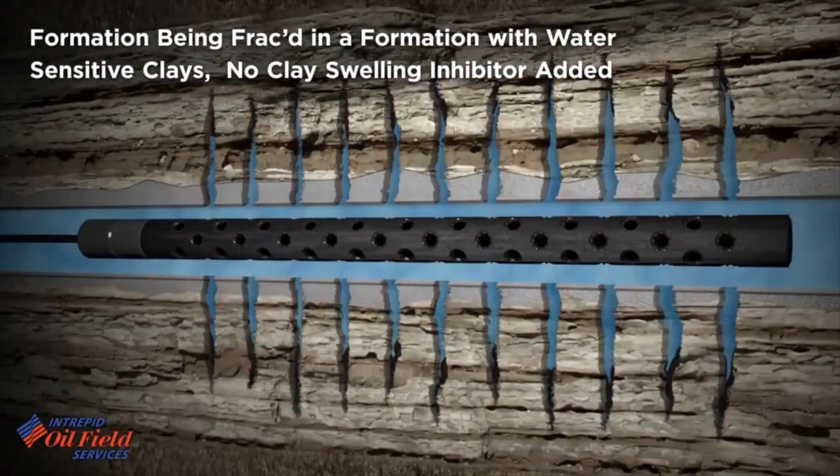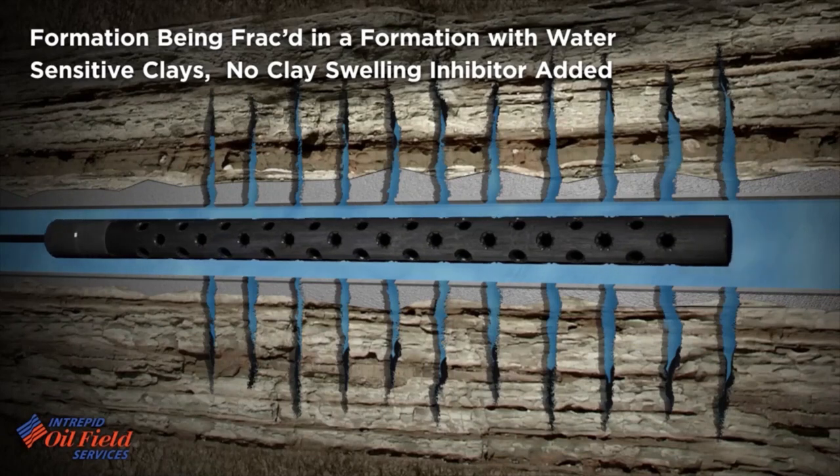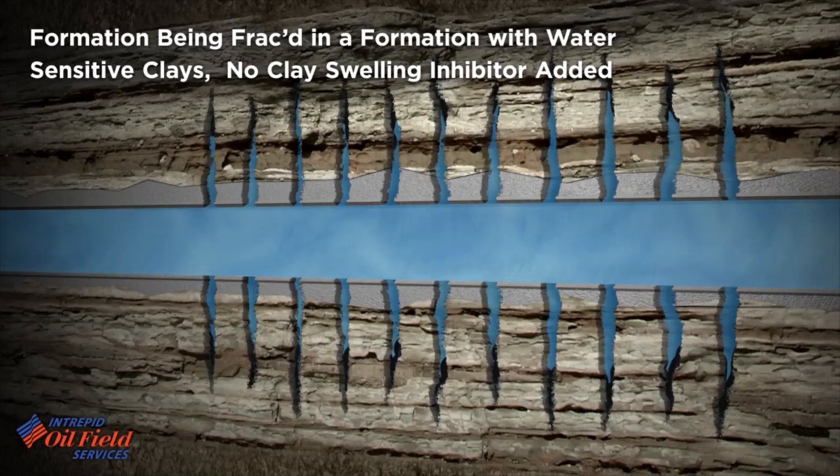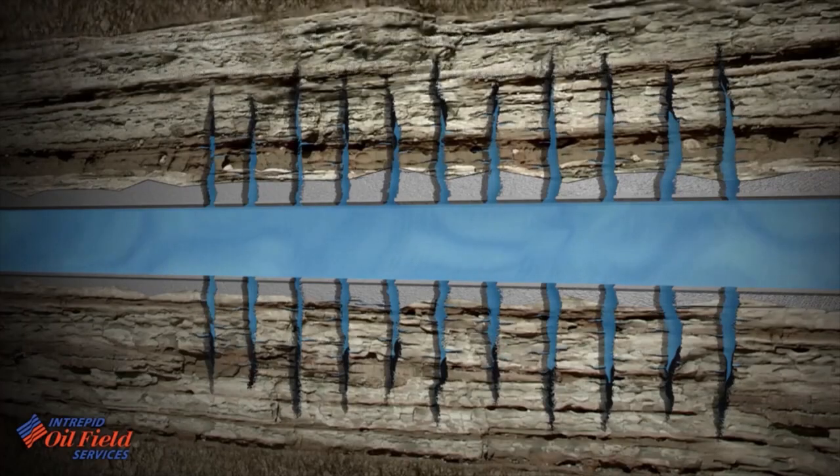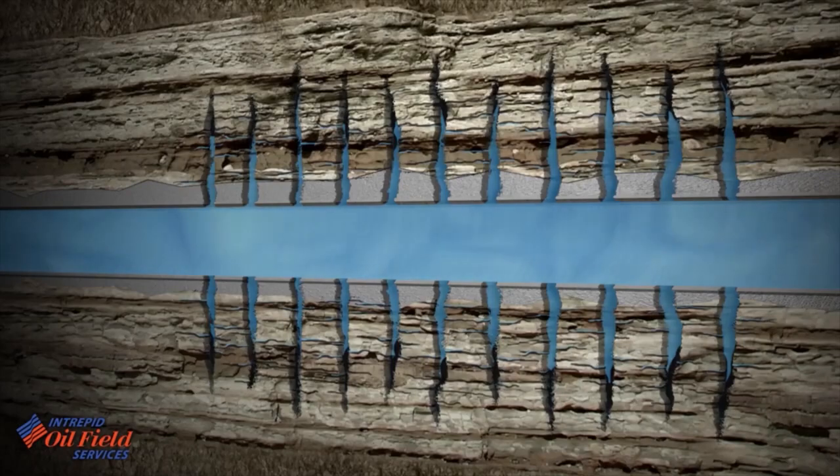Here's another example showing a formation being fracked with water-sensitive clays without using a clay swelling inhibitor, and how it drastically impacts the production over the life of the well. This ultimately costs the operator millions of dollars from lost production.